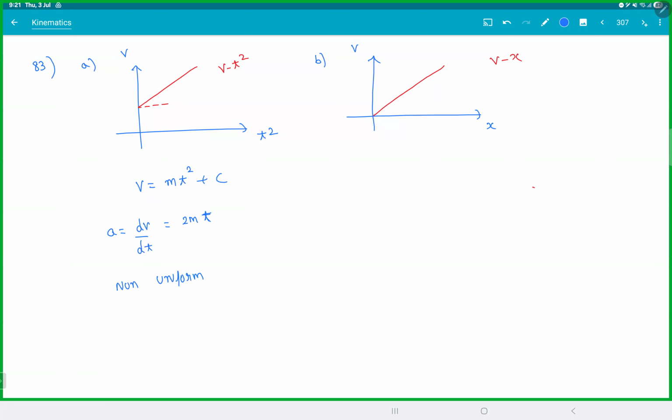Are you getting it? So this A is increasing. So I can ask you that option also: acceleration is non-uniform and increasing with time. So you can create options of that sort.